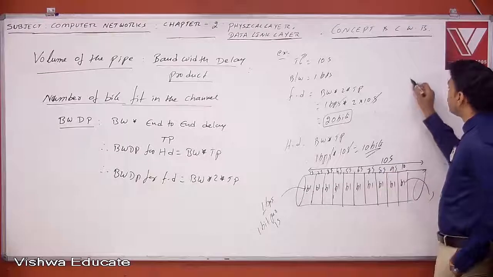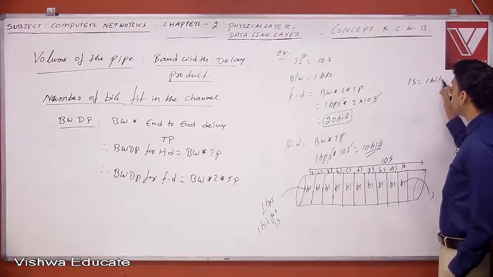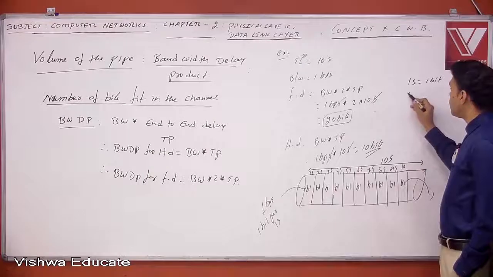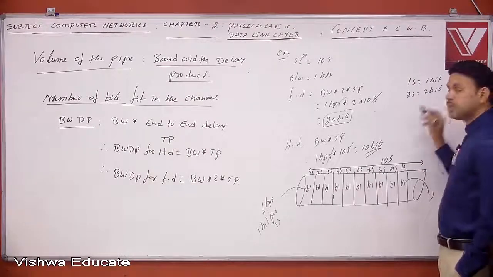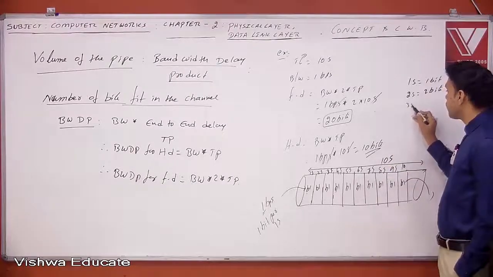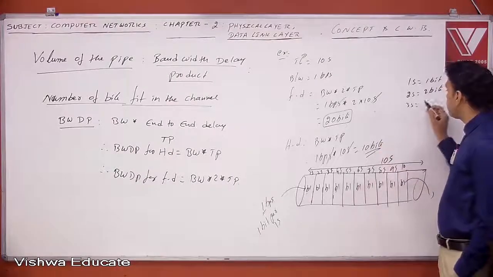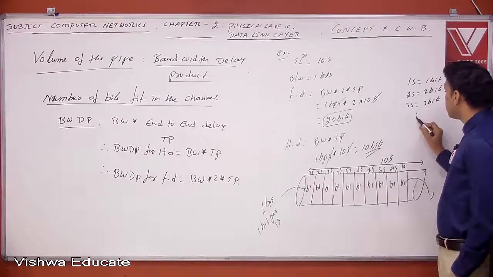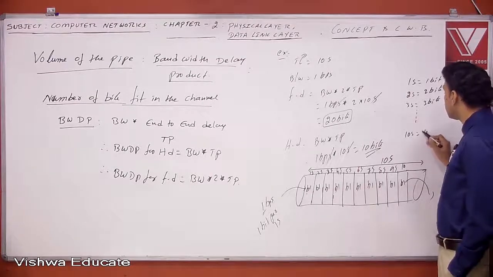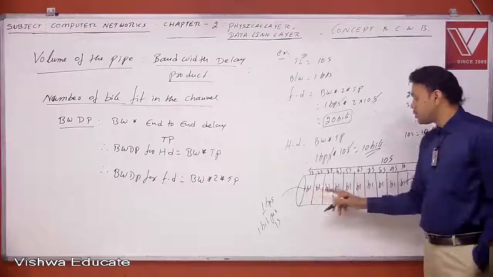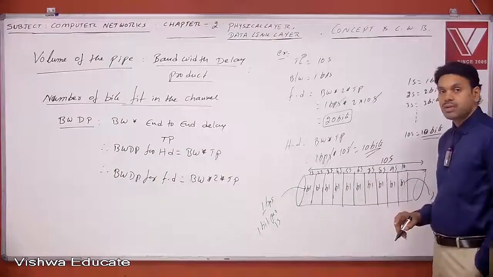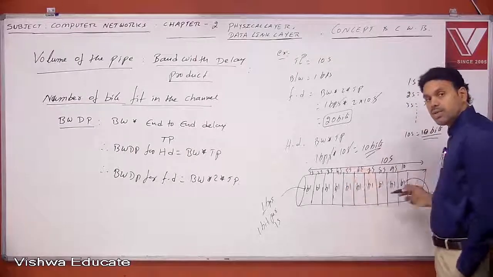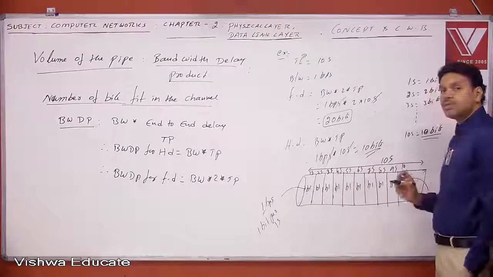How? In the first second, I injected 1 bit. In the second, the old bit and a new bit. How many bits are there? 2 bits. Third second, previous 2 bits and a new bit. How many bits? 3 bits. And it goes on to 10 s. Now your pipe has how many bits? 10 bits. 1, 2, 3, 4, 5, 6, 7, 8, 9, 10. Then the first bit goes out. Again you can insert. Then the second bit goes out. Again you can insert. Then the third bit goes out.